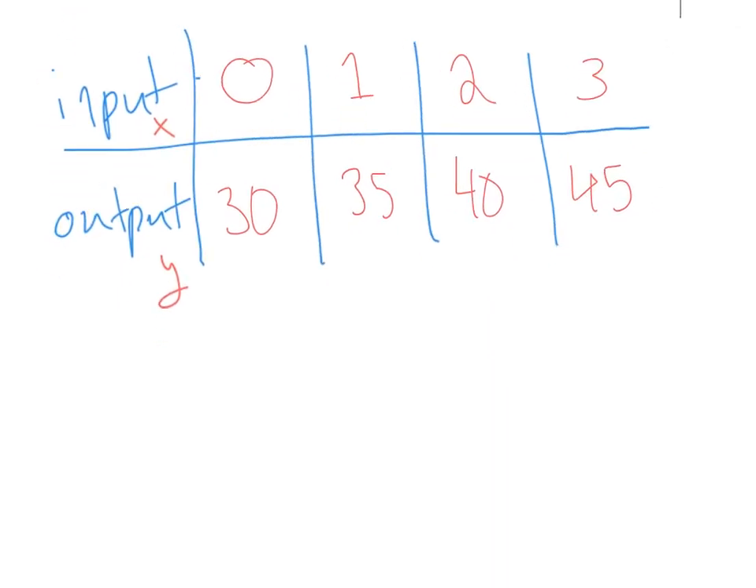So here your equation would actually look something like this. Y equals, and Y is your output, remember, output. Y equals your input X times 5. 5 times your input, because you're paying $5 for each class, plus that initial $30 that you had to pay up front. So here's your equation.